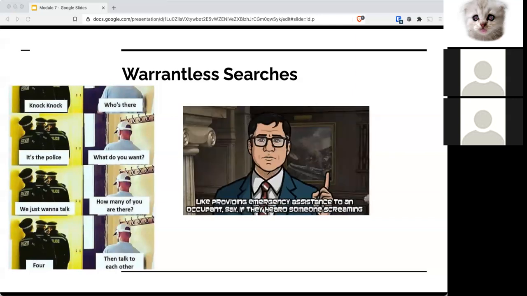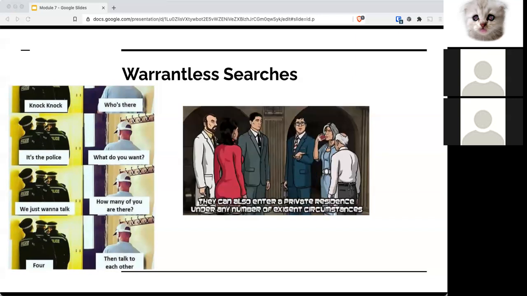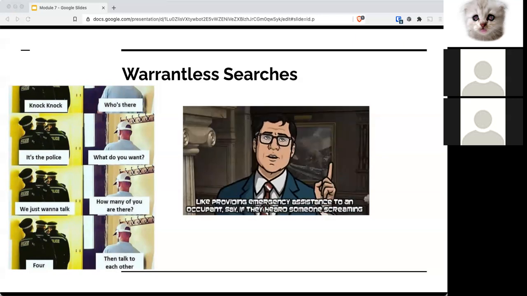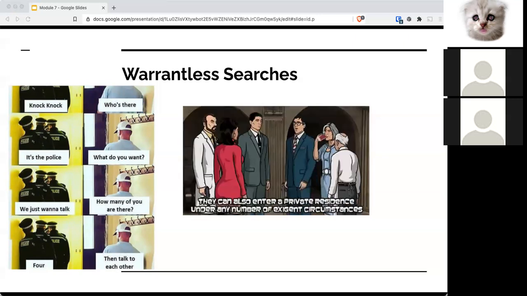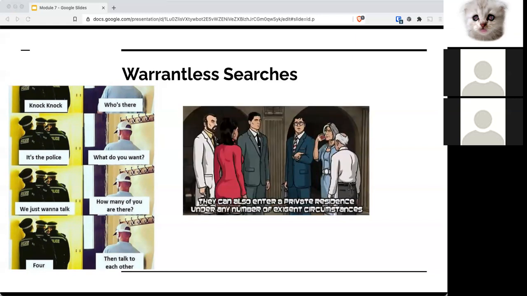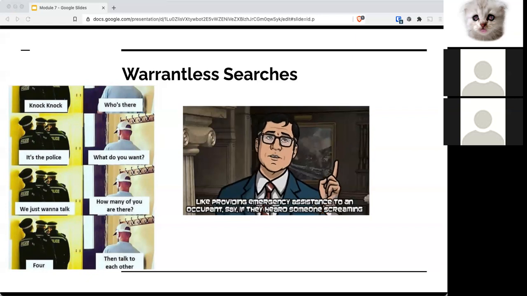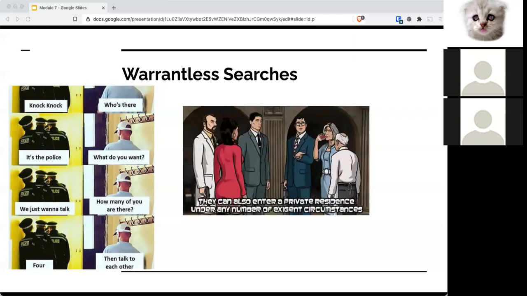Plain view doctrine allows government agents to seize evidence without a warrant when the officer can clearly observe contraband. The officer must be lawfully present in an area protected by the Fourth Amendment. Evidence must be in plain view, and the officer must immediately identify the item as contraband without further intrusion. Search warrants never allow investigators to conduct a general search.